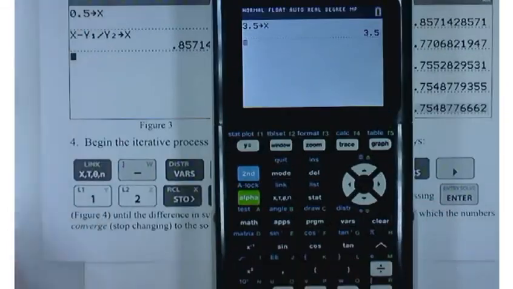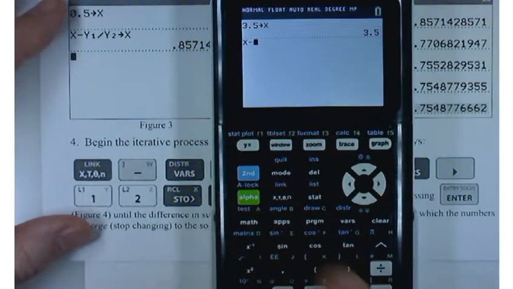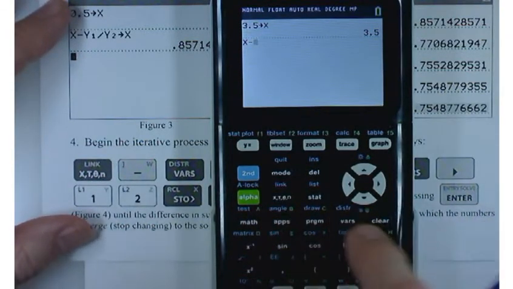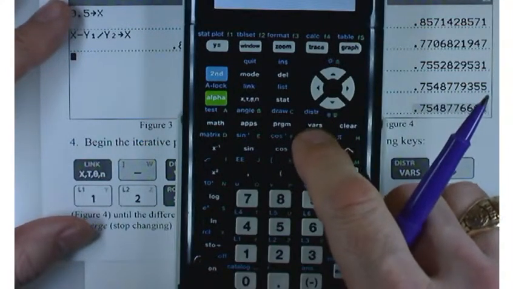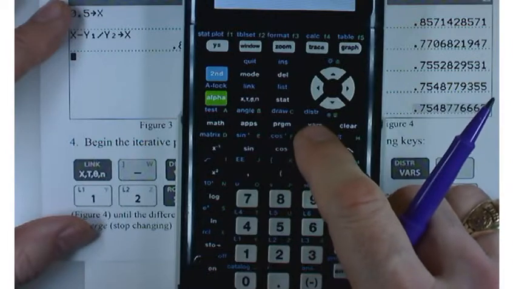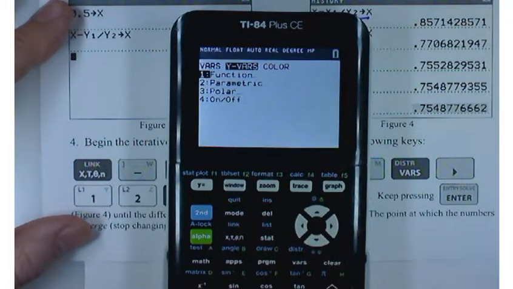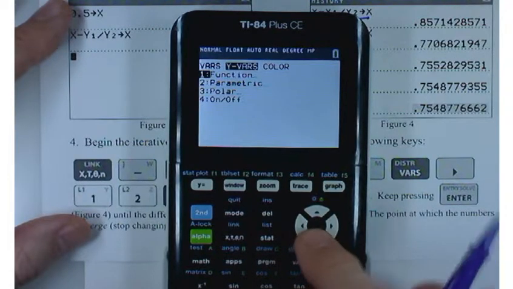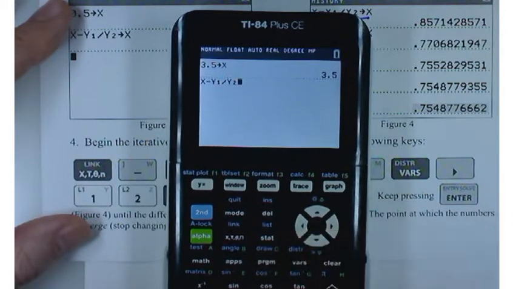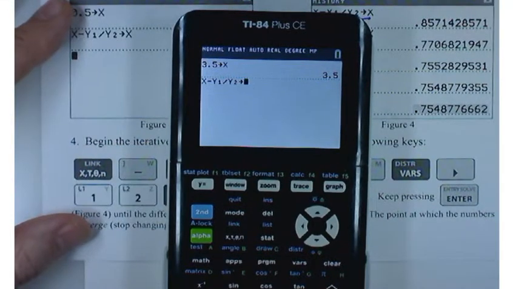So try and follow along. The vars key is right here. If you're looking for vars, you go to the right. Divided by, and then kind of repeat that a little bit. Store back in x.